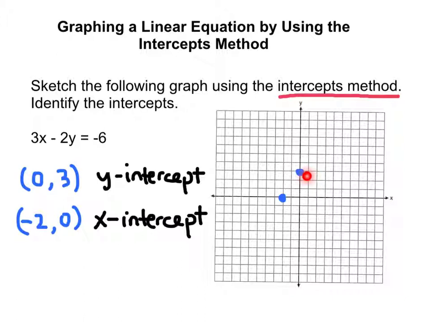The last thing to do is remember that we are sketching the graph of this particular linear equation. So we want to connect our intercepts with a straight line. That didn't look so straight, but hopefully if you have paper and pencil with a ruler or a straight edge, you'll do a lot better. So that's how you graph a linear equation by using the intercepts method.